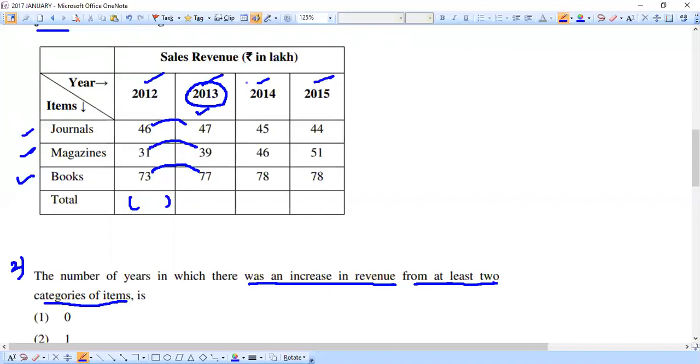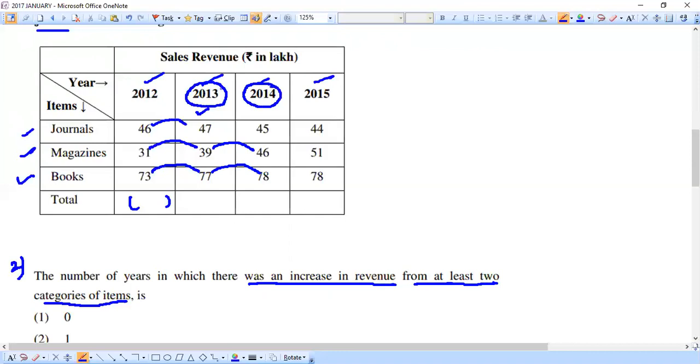Now coming to 2013 to 14, here we'll see whether we get an increase in at least two of these categories. For journals, we have 47 to 45, which is a decrease, so leave it. For magazines, we have 39 to 46, yes, it is an increase. And books, 77 to 78, again an increase. Anyway, we can sure take the year 2014 also.